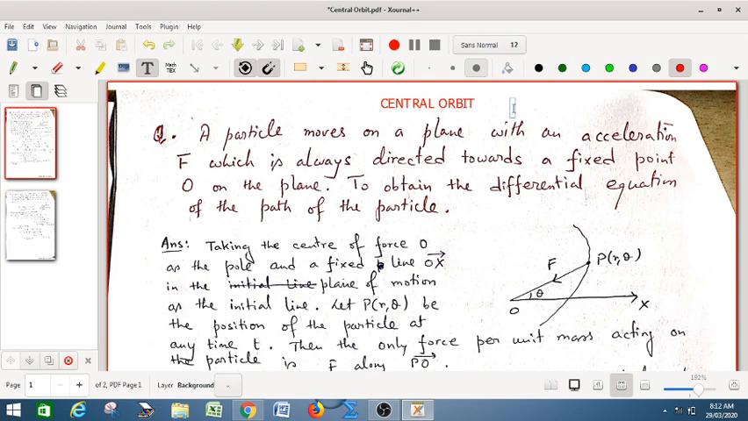So what do you mean by central forces? Suppose a force acting on a particle of mass m is such that it is always directed towards or away from the fixed point O. Then it is called a central force. And number 2, its magnitude depends only on the distance r from O. So here we want to find out the differential equation of a particle moving under a central force. So let's see how we proceed.